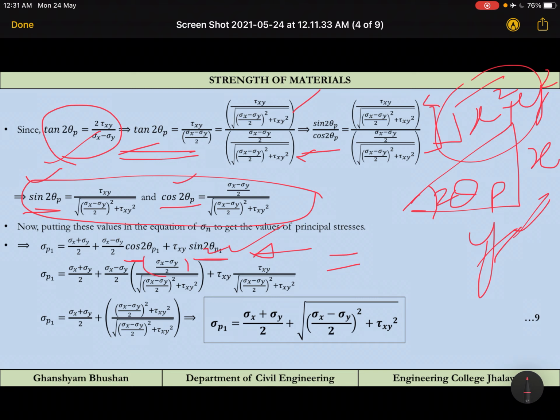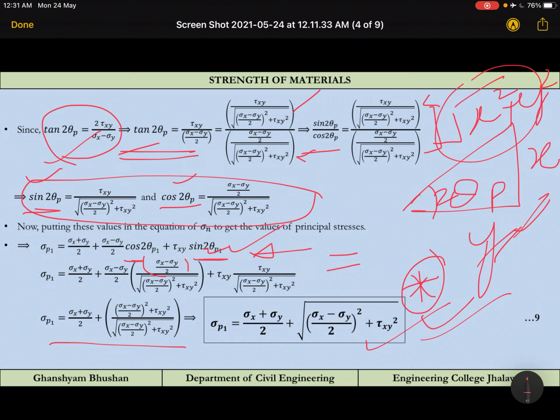Here it will become whole square multiplied, and here tau xy whole square. So it is nothing but the square of whatever is in the denominator of the equation. Clearly from here you can get, finally, the value of sigma p1 is equal to (sigma x plus sigma y) by 2 plus under root of ((sigma x minus sigma y) by 2) whole square plus tau xy whole square. So this is a very important equation.